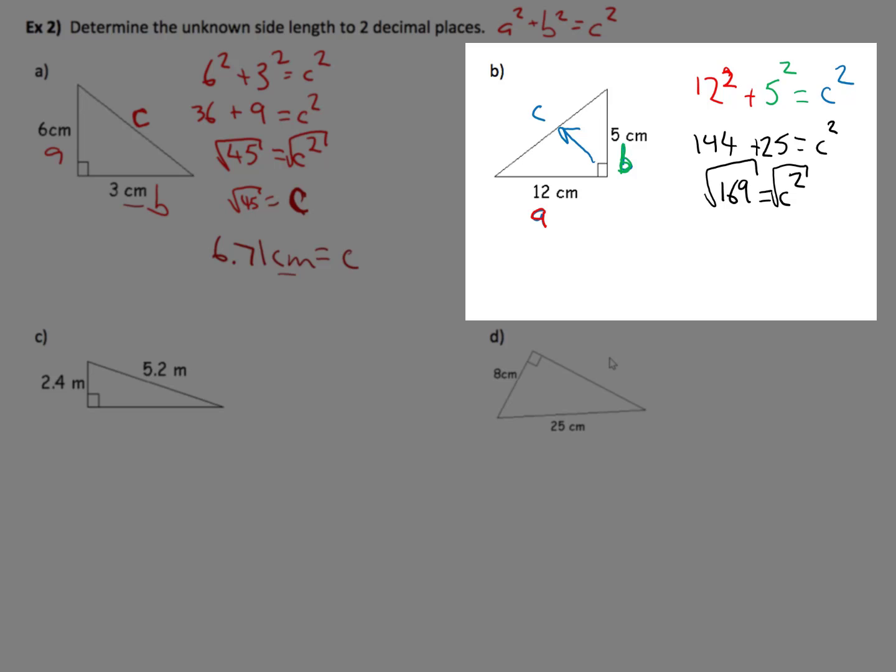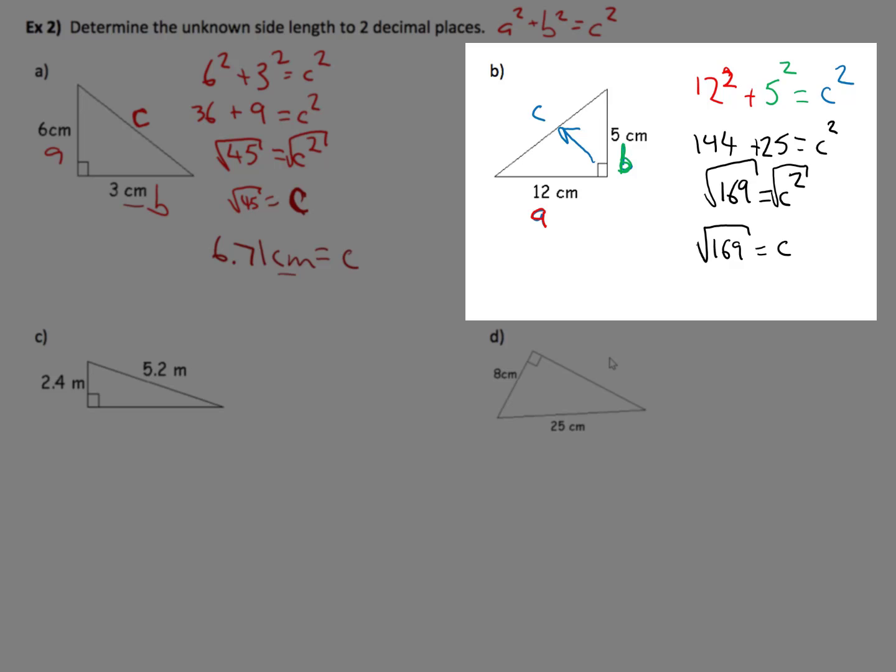Now when you do this, you can choose whether or not you want to write this line, square root of 169 equals C. The reason I do it is because I want you guys to see where this is coming from. And the way you do this is different depending on your calculator. You might have to press square root, then 169. Other calculators, you have to press 169 and then the square root button.